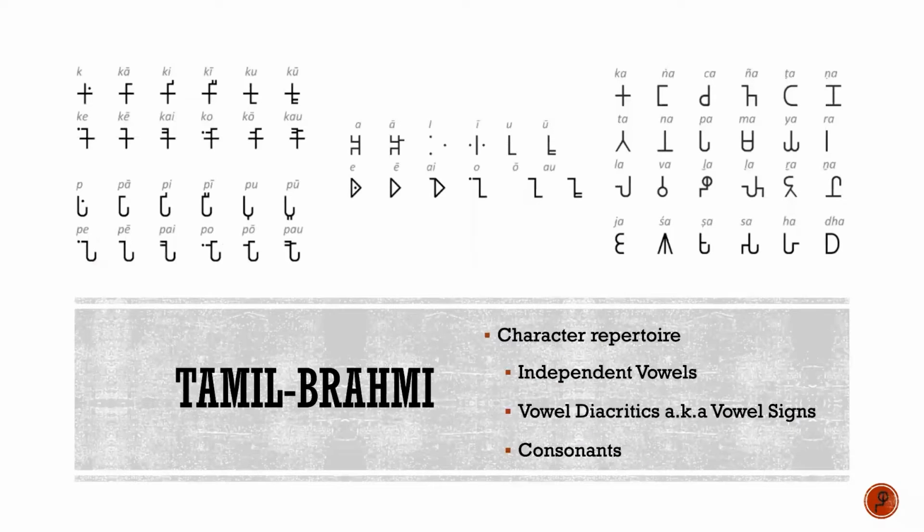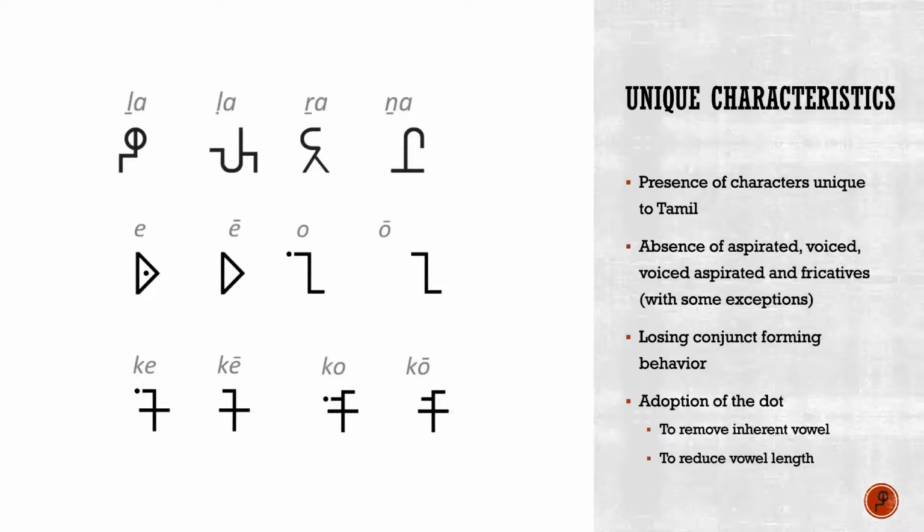So Tamil Brahmi has your typical Brahmic structure. It has independent vowels, consonants, and vowel diacritics. And what are the unique characteristics of Tamil Brahmi? It has 4 unique consonants that are unique to Tamil. It has 2 unique vowels, the short A and short O. These are not present in the Prakrit languages.